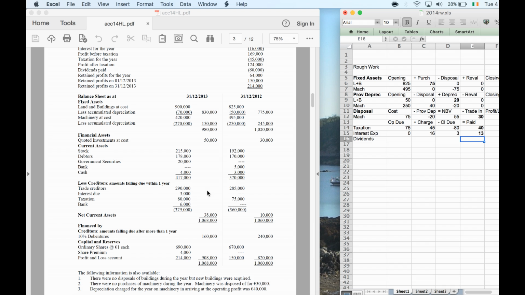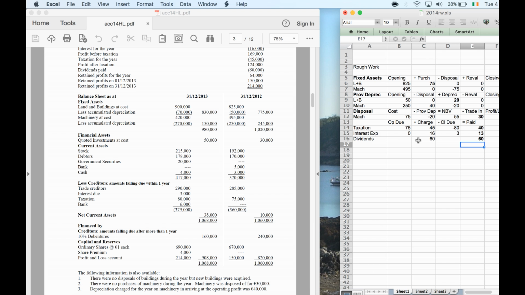Dividends. There's no mention here of dividends paid, so therefore the amount that we're charged is the amount that we paid, and it says dividend paid is 60, so 60 goes there, and 60 is the amount paid. The only other thing I quickly look at is, was there any interest that we could have received? And I see we have quoted investments at cost. We don't have fixed interest investments, so there was no interest due or that should have been paid, so that doesn't go in at all.